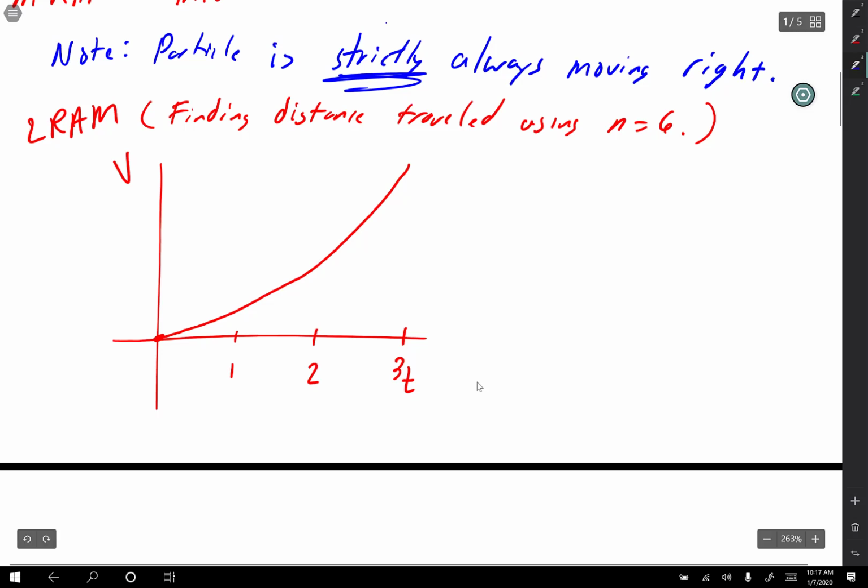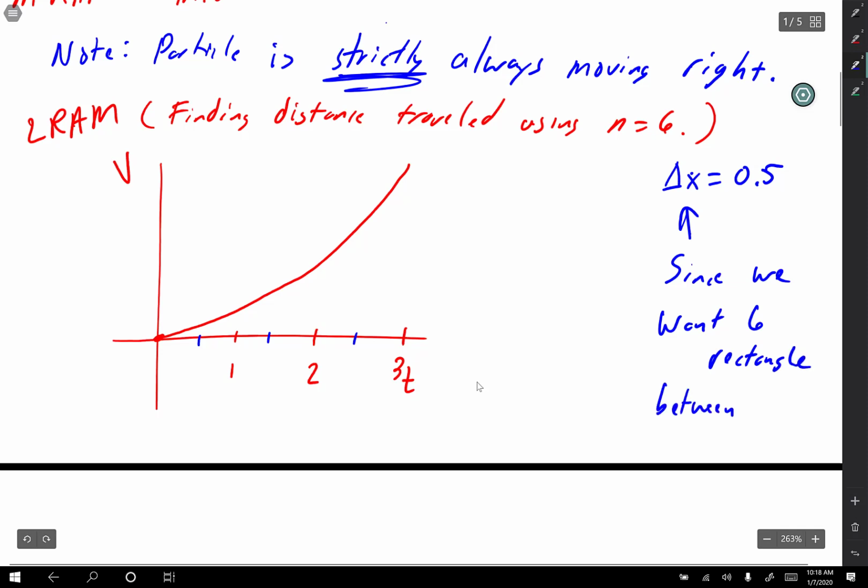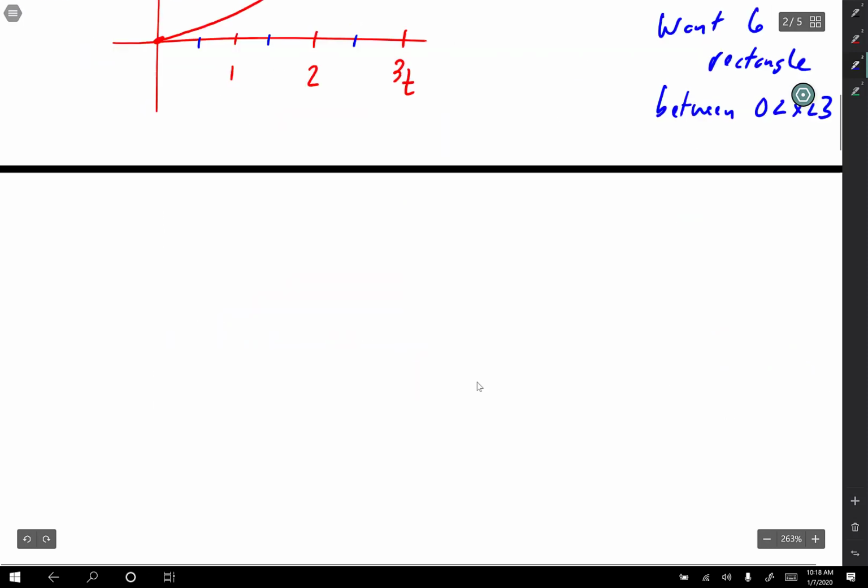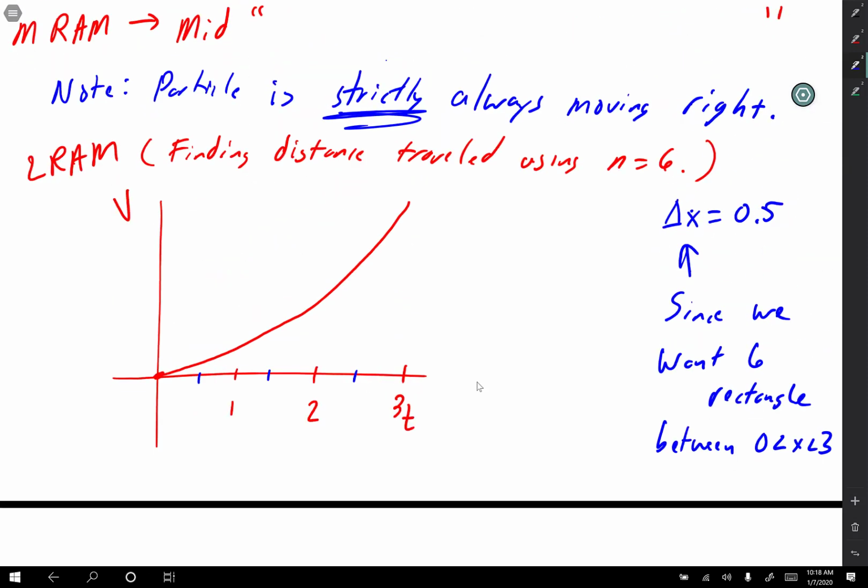Now they want me to use 6 rectangles. So that means each rectangle has a width of 0.5. Does that make sense to you guys? No? Since we want 6 rectangles between 0 and 3. Oh. So, what's the point of using 6 rectangles?